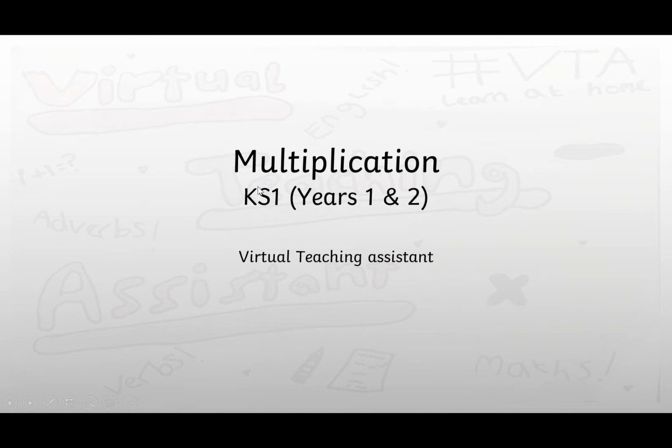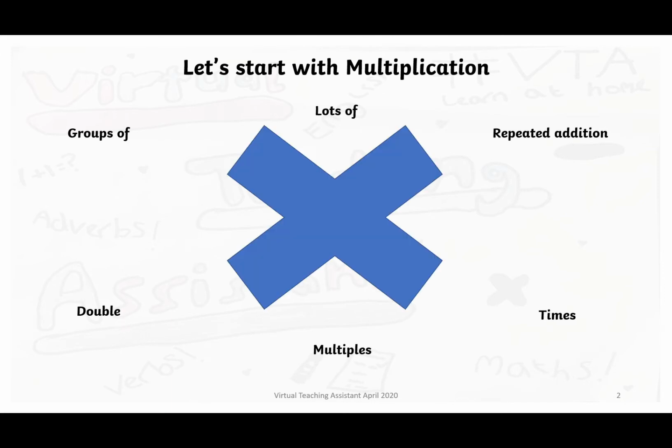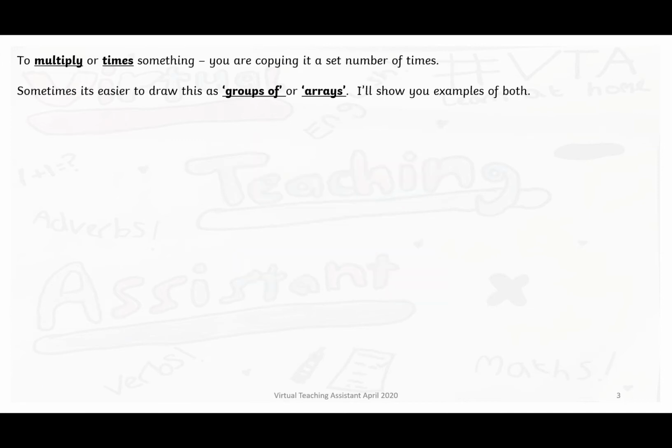Let's get started. Okay, so multiplication, there's lots of different vocabulary for it. There's more than this. Again, this list is not exhaustive, but you could look at things like groups of, lots of, repeated addition, times, multiples, and double. These are all forms of multiplication. So just getting used to the vocabulary, again, like I always say, is half the battle. All right. To multiply or times something, you are copying it a set number of times.